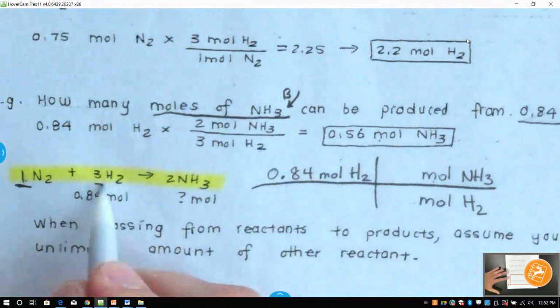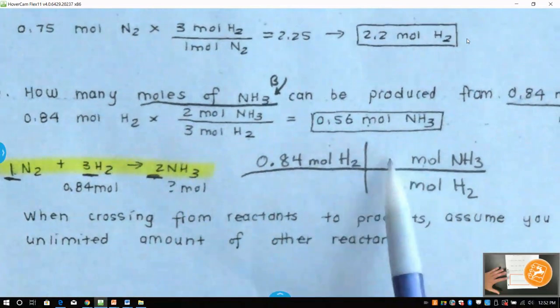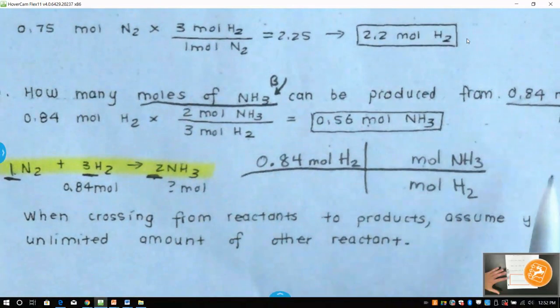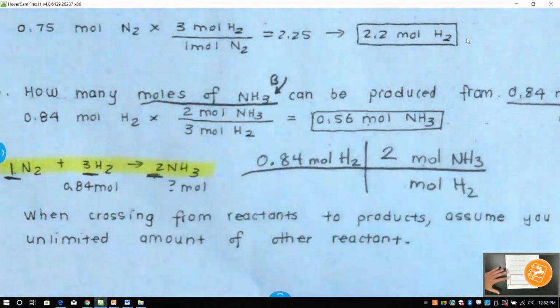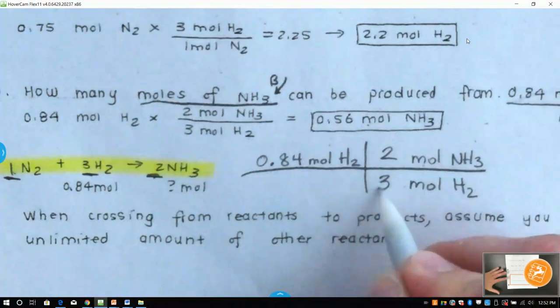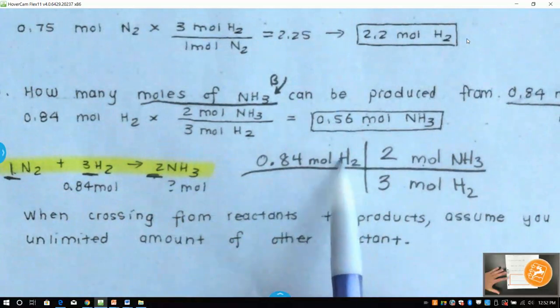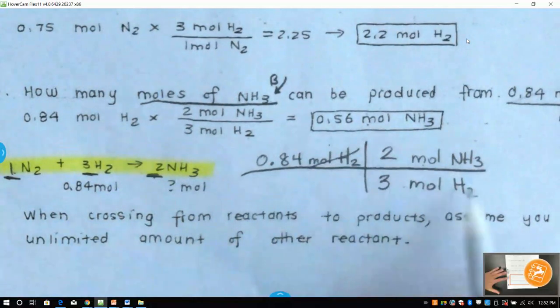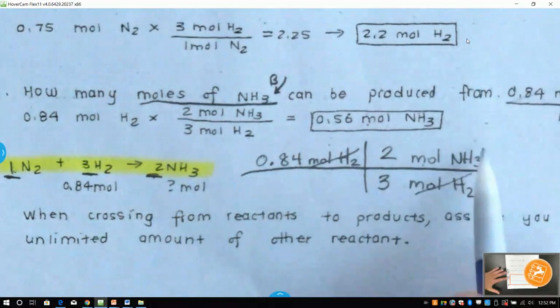Coefficient of 1 for N2, 3 for H2, and 2 for NH3. So what number would go here? Blank moles of NH3. What is the coefficient? 2, so we're going to have 2 there. What is the coefficient for H2? 3, and so that 3 will go here. So we have moles of H2 on top and bottom. Those units can cancel. Lovely. And that's going to leave us in the unit we wanted.